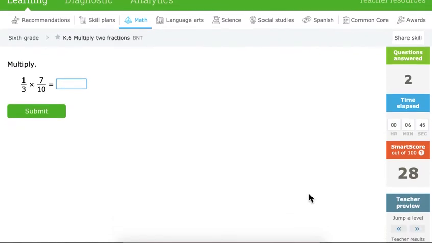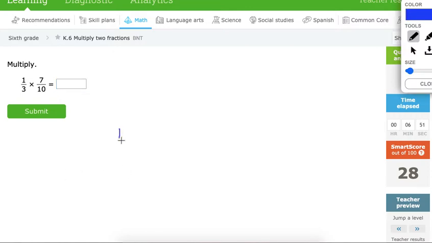All right, so let's jump up and try maybe a little bit harder one. This one isn't too much harder again, so we could just do the same process. So we end up with just 1 times 7 to find out our new numerator, and 3 times 10 to get our new denominator. So we just end up with 7/30.